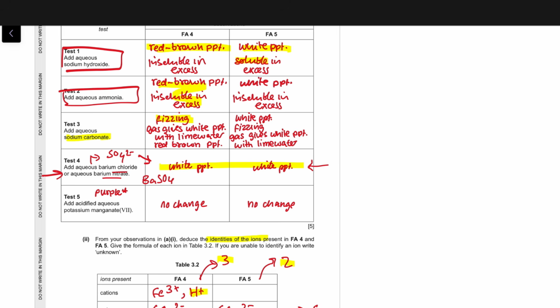When it comes to Fa5, we have white precipitates forming with our sodium hydroxide, except this time they're soluble, unlike the red-brown precipitate. And that is the distinguishing point. Besides the fact that the precipitates are different colors, Al3+ actually is soluble in excess, while Fe3+ is not. The precipitate formed from it is not. So there we have it.